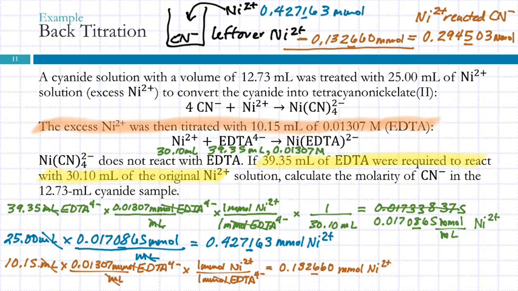If we were doing a direct titration, it would be a volume and a concentration, but we'd be getting this number directly instead of having to go around the back way. Are we done? No, we're not done. So we got that 0.29450.